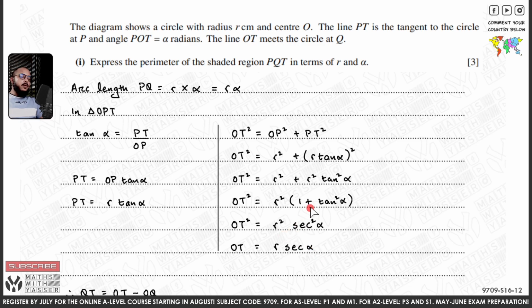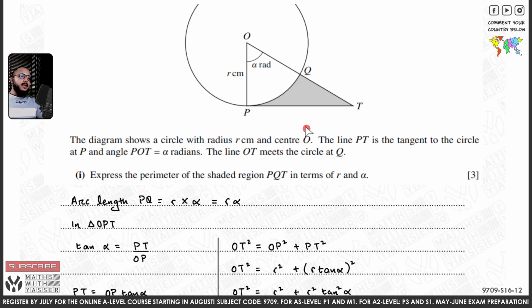So you must know the manipulation of this, otherwise you won't be able to square root it easily. So it will be R square sec square alpha. After square rooting becomes R sec alpha. Now we just need this bit QT. So we found OT. That means we can take away the radius R from OT and we will be left with QT.